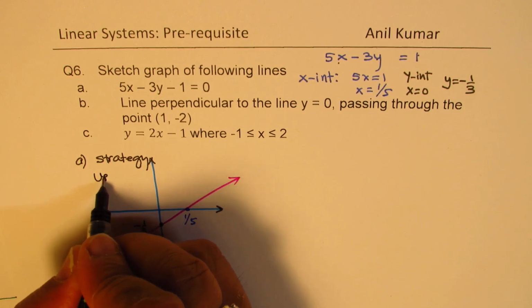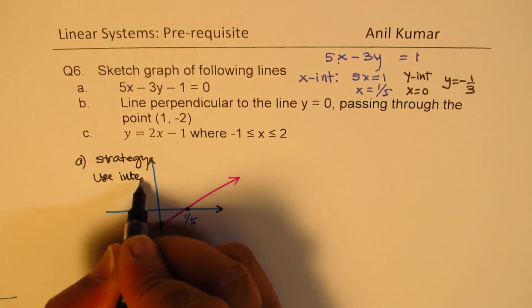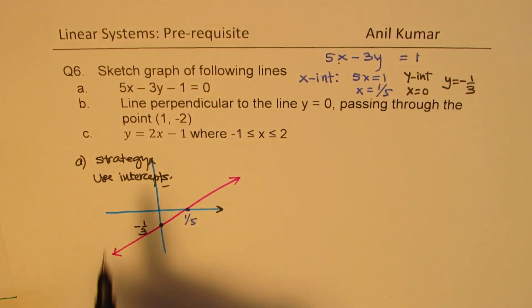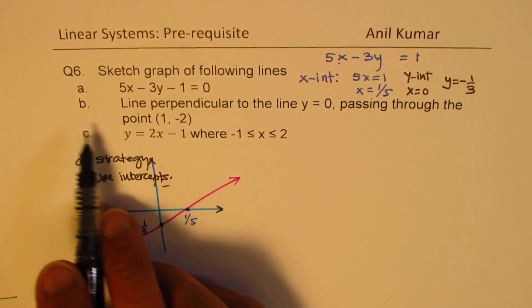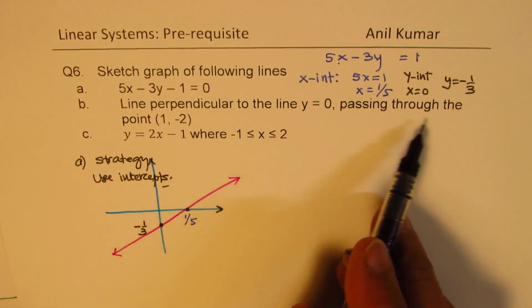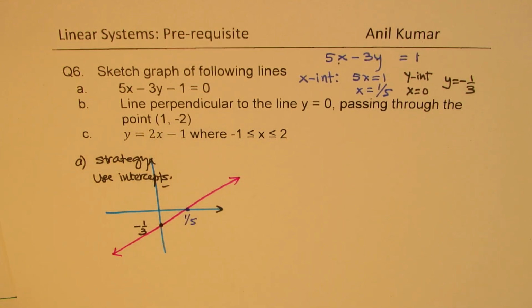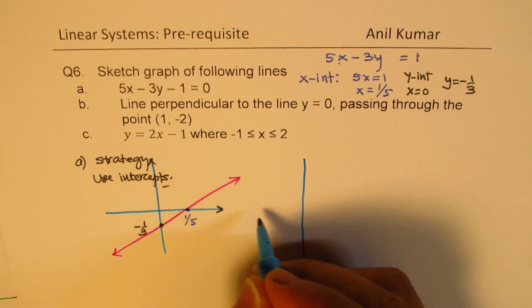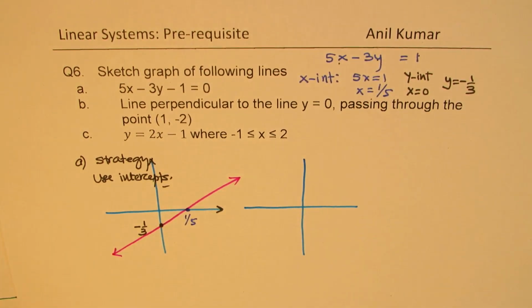Strategy was to use intercepts. Okay. Now let's do question number 6, part B. Line perpendicular to y equals 0 passing through the point (1, -2). Well, that is fairly straightforward. However, that may create confusion at times.